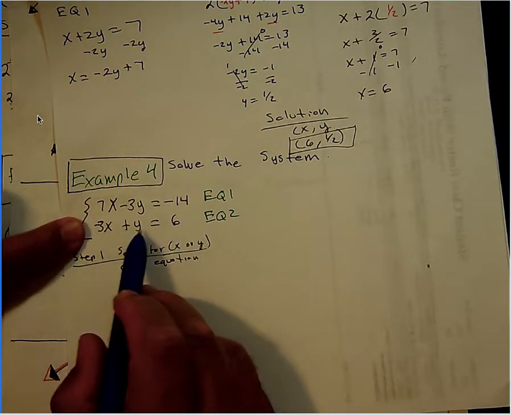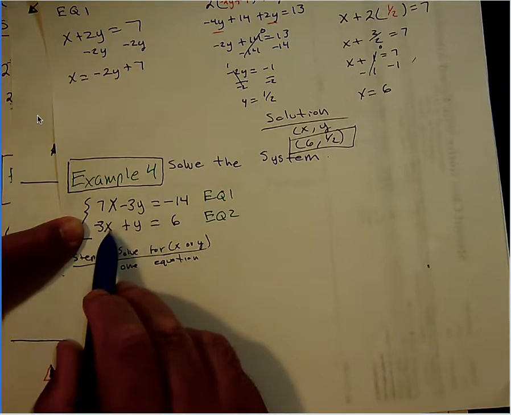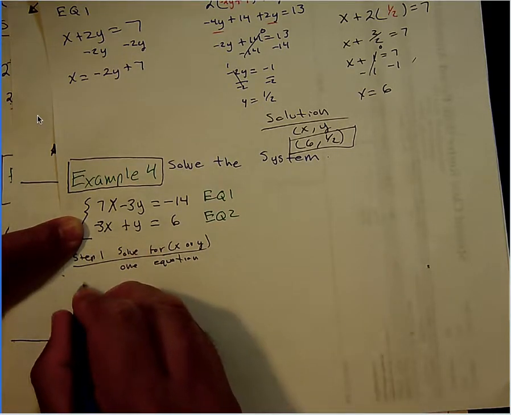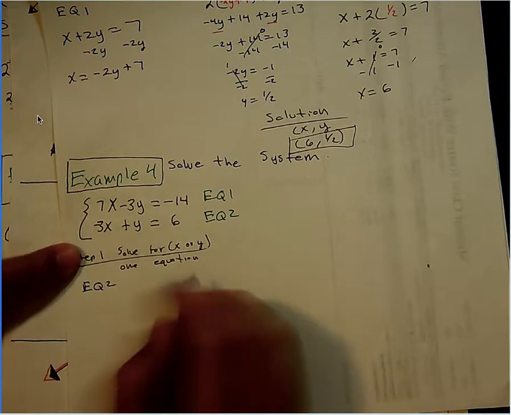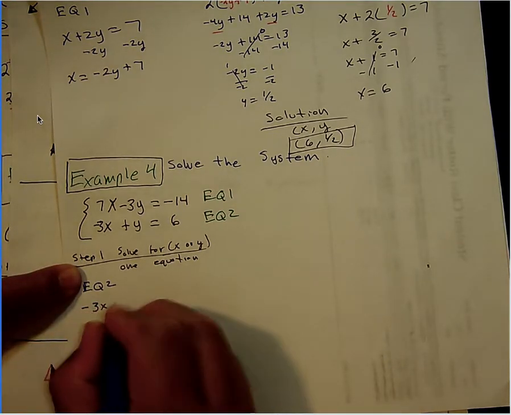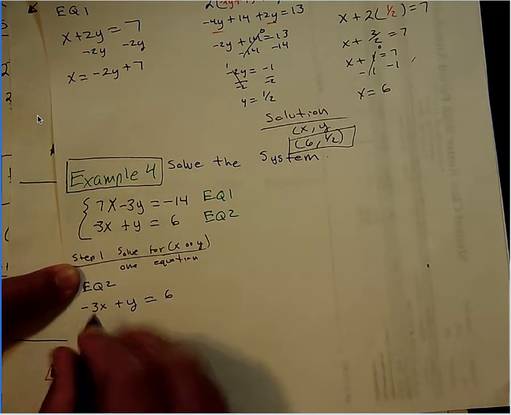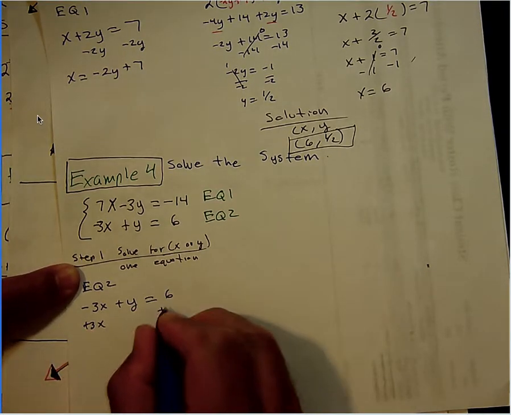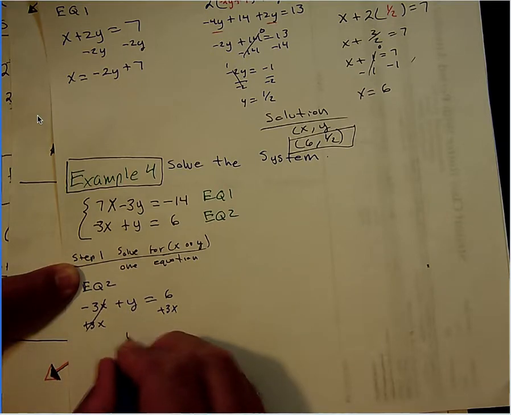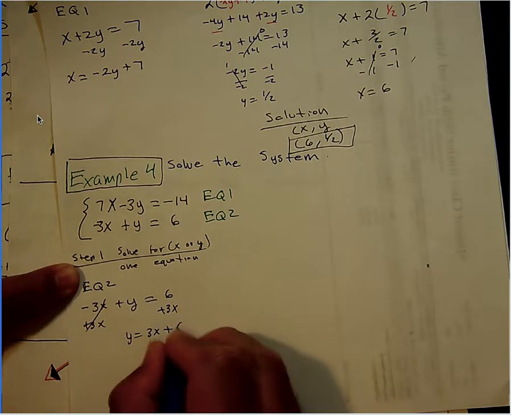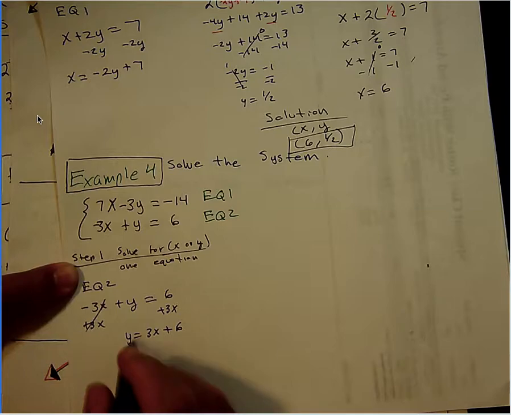Now it's easier because y is already by itself, so I would solve for this one. So I'm solving for equation 2: negative 3x plus y equals 6. All you have to do is add 3x to both sides. So y equals 3x plus 6. So we already solved for one.